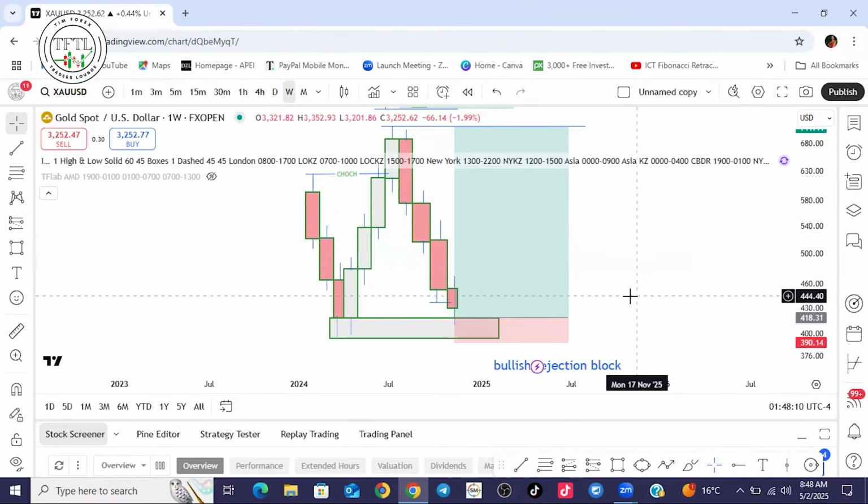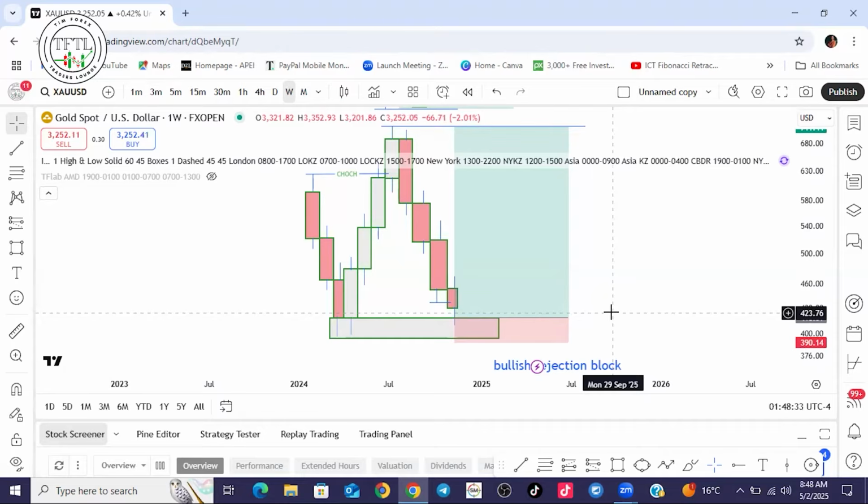So, to shed more light on the rejection block, you find that these rejection blocks are always specific areas on the charts where price has previously faced strong opposition, especially at a support or resistance zone. So you can even get rejection blocks in support and resistance zones as well.